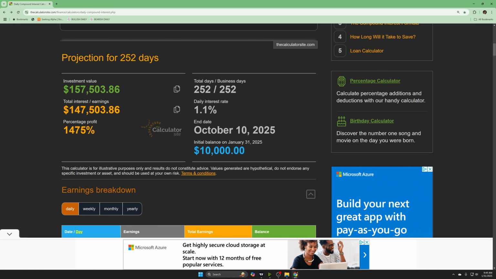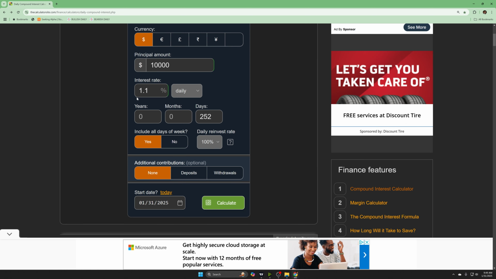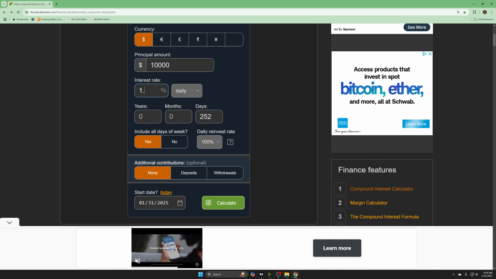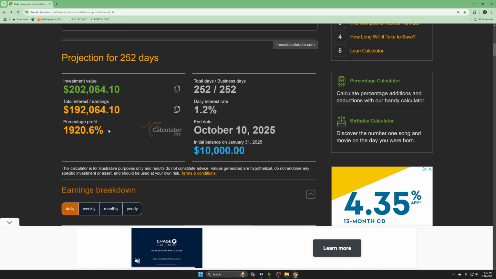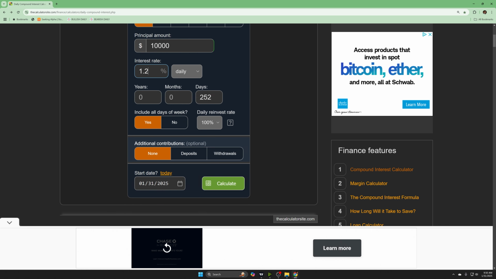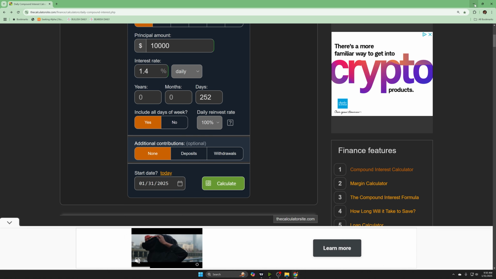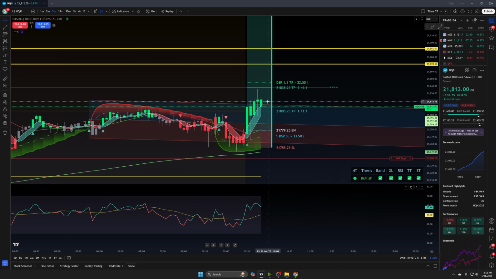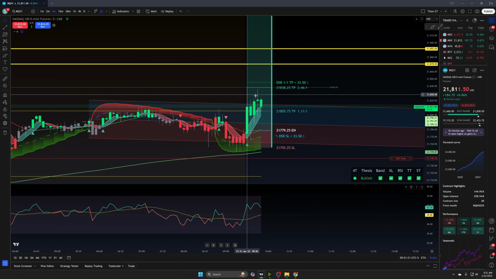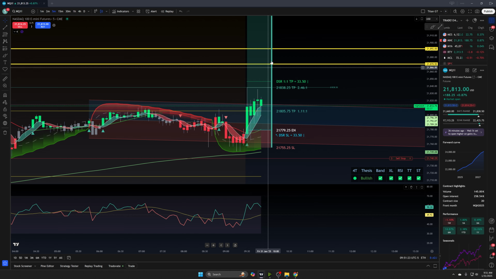Now we 14x it on just a 1.1. Let's take it a step further. 1.2. That's 19x. We went from 11x to 19x with just a 0.2. All you guys have got to do is follow the system. Now let's understand what happened here. I came up to a known area. That's it. But if it breaks it, it breaks it.